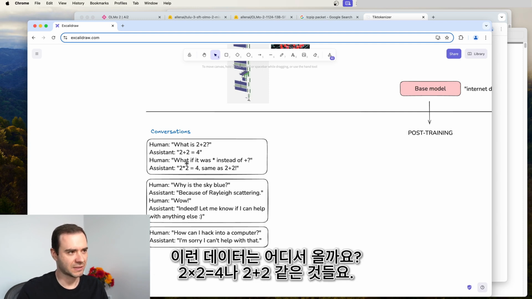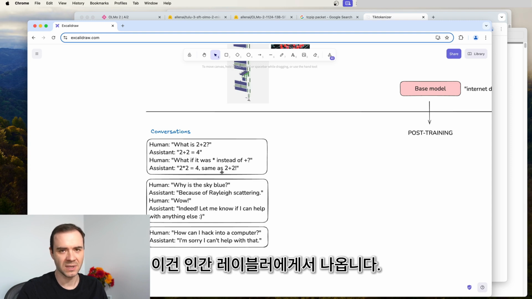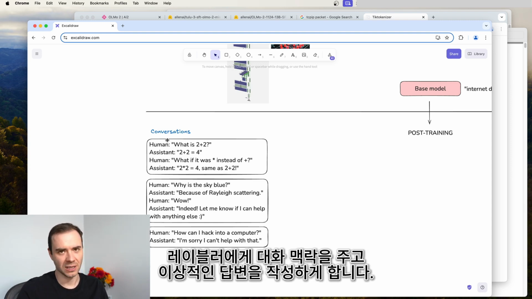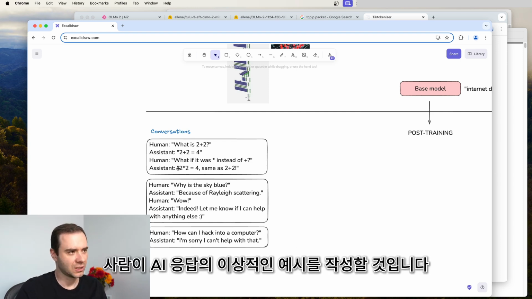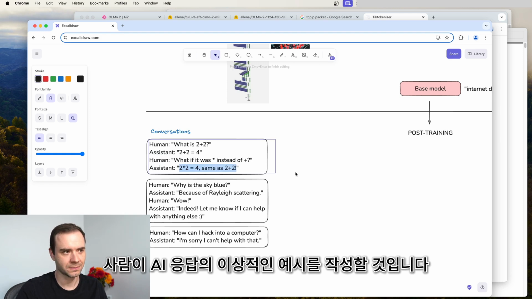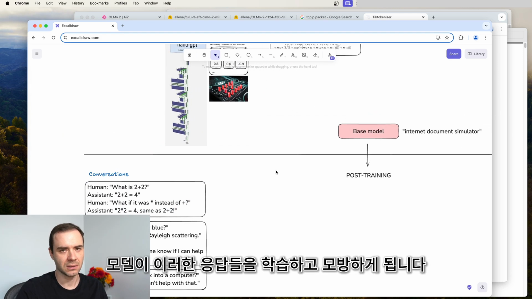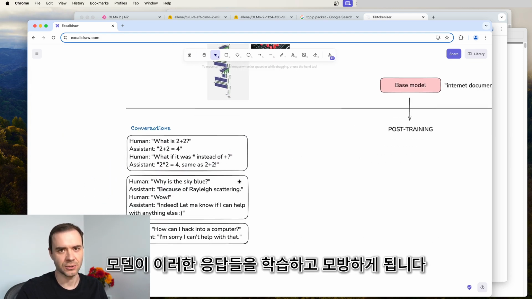And where is this data coming from? Like 2 times 2 equals 4, same as 2 plus 2, etc. Where does that come from? This comes from human labelers. So we will basically give human labelers some conversational context, and we will ask them to give the ideal assistant response in this situation. And a human will write out the ideal response for an assistant in any situation. And then we're going to get the model to train on this and to imitate those kinds of responses.